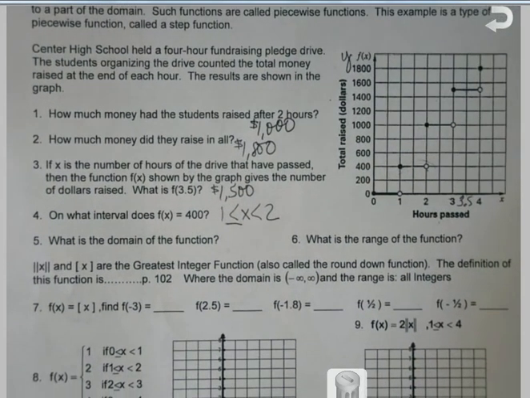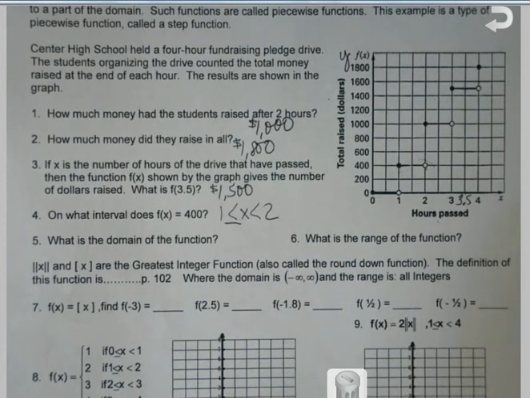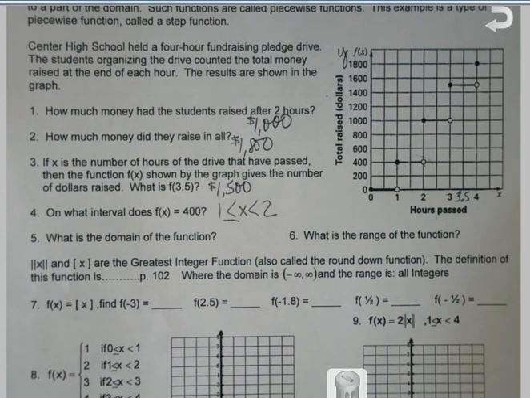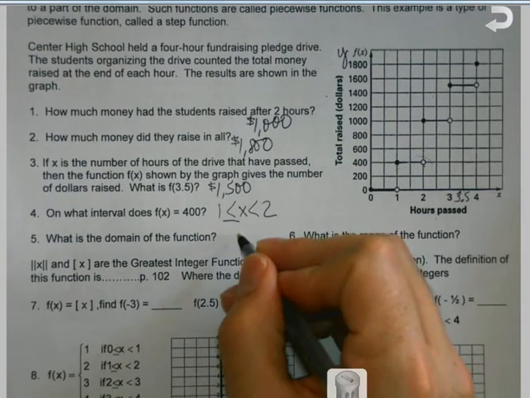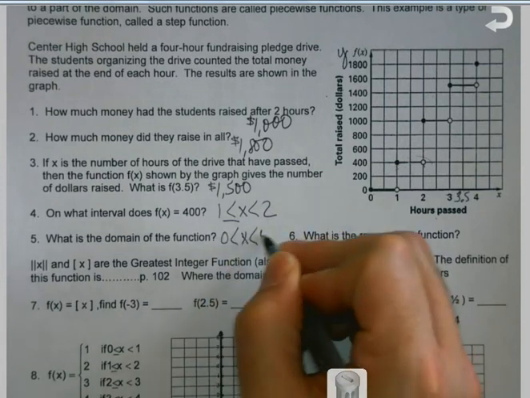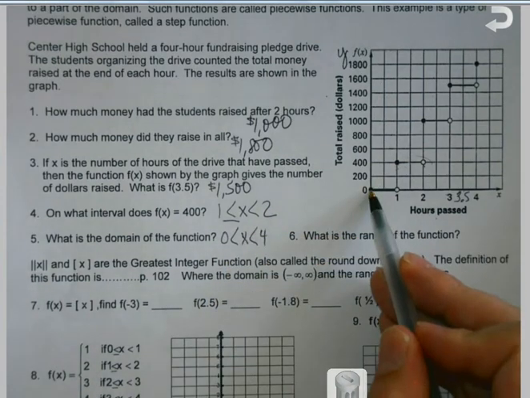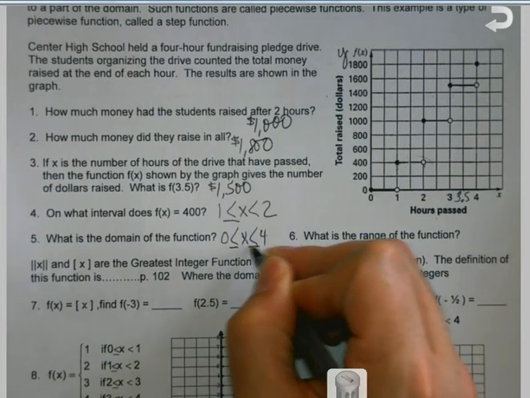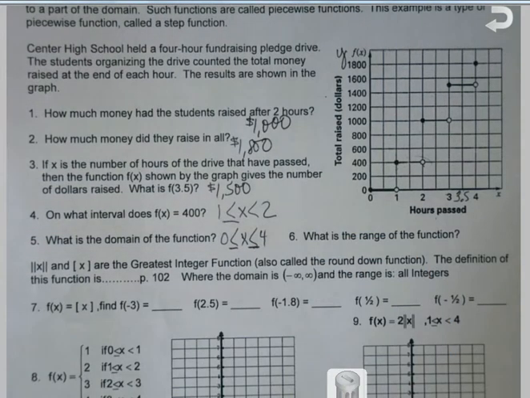What's the domain of the function? Least x value to greatest. Nicely done. Okay. So x is between 0 and 4 because it's the least at 0 and the greatest at 4. But I have solid dots at both of those, so I have to have that or equal to line in there. Otherwise, not too good.